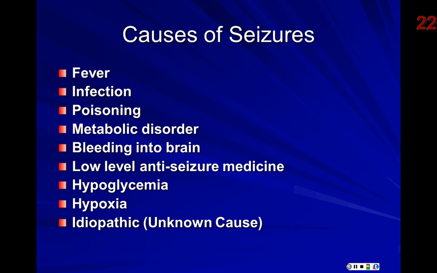Some causes for seizures. There are a lot of them. Fever, infection, poisoning, metabolic disorder, bleeding into the brain, low level of anti-seizure medication, hypoglycemia, hypoxia, and then idiopathic, so basically some unknown causes.